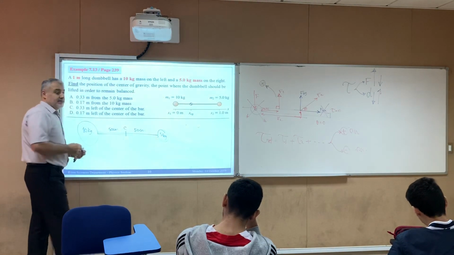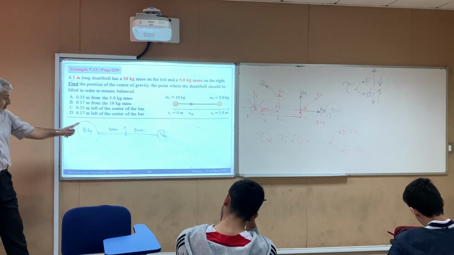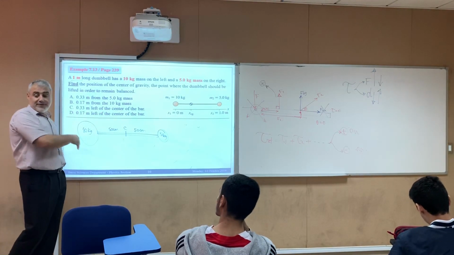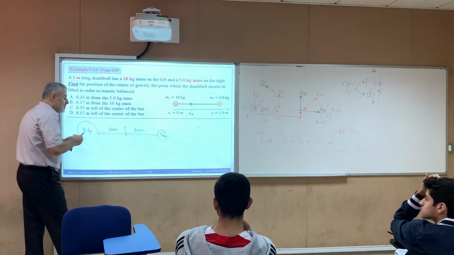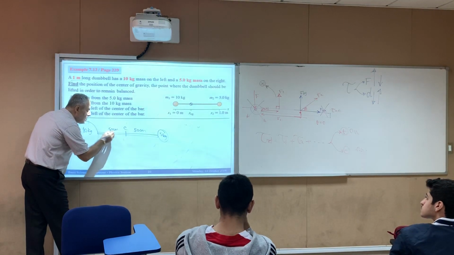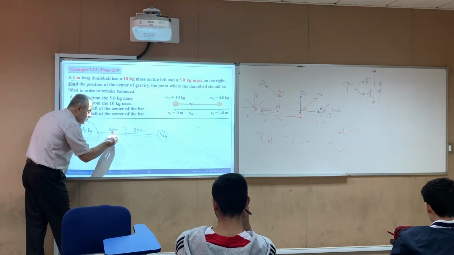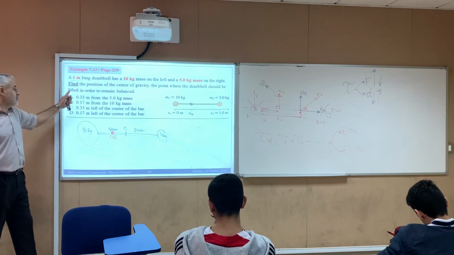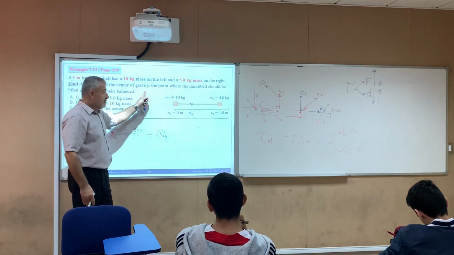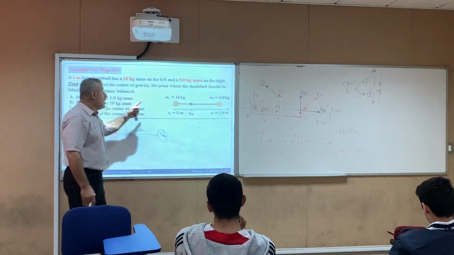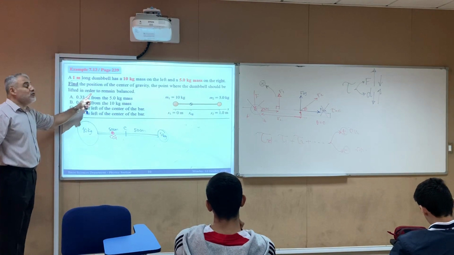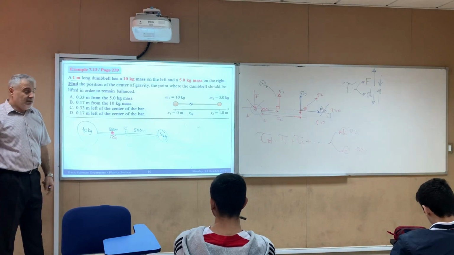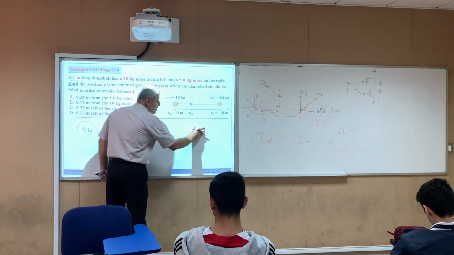Now this is the center. Where is the center of gravity? Does it shift to the right or left? Left, agree. Suppose this is my center of gravity, COG. Now, see what he's asking: find the position of the center of gravity, the point where the dumbbell should be lifted in order to remain balanced.